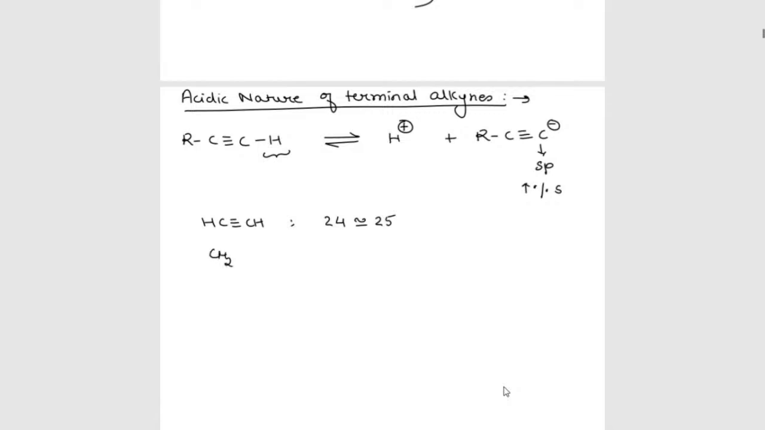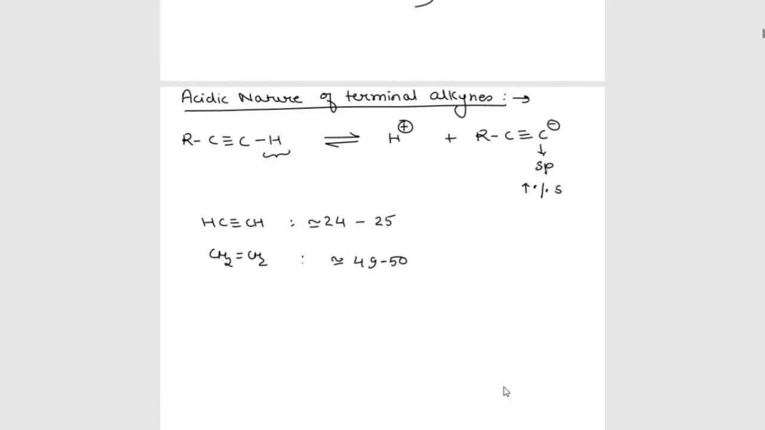If I go just to ethene, okay, if I move it to ethene, it is somewhere in the range of 49 to 50. It is somewhere in the range of 49 to 50. Now you can see the difference. Okay, you can see the difference, how terminal alkynes are much more acidic.